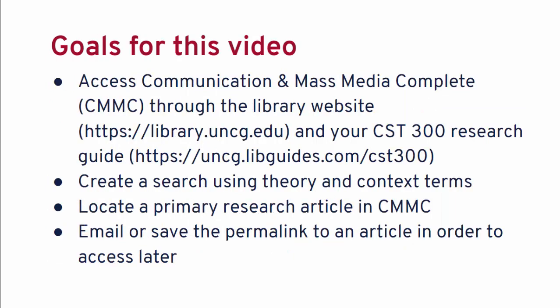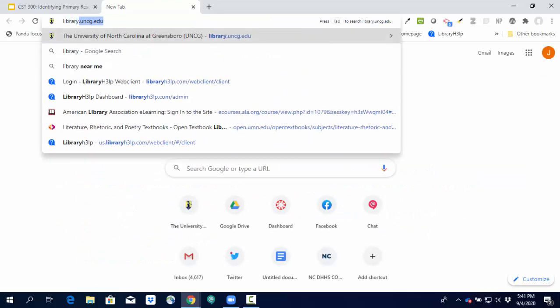My goals for this video, by the end, I hope that you'll feel comfortable accessing Communication and Mass Media Complete, or CMMC, through the library website and through your CST 300 research guide. I hope you feel comfortable creating a basic search using a theory and a context in Communication and Mass Media Complete, and locating a primary research article in the database. And then I hope you feel comfortable emailing or saving the permalink to an article so that you can access it again later on.